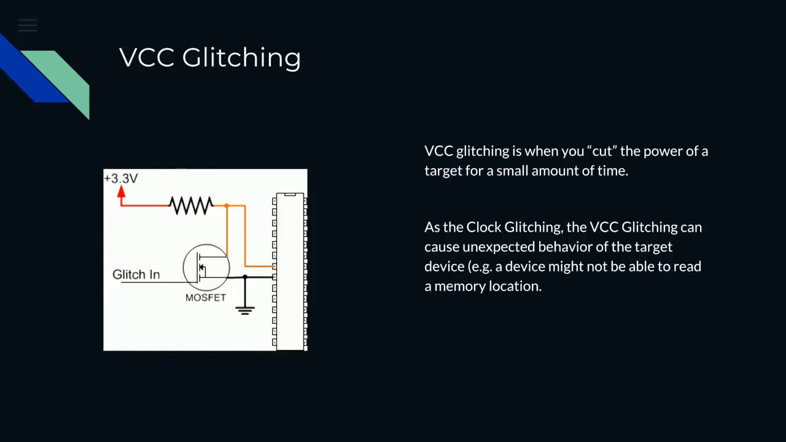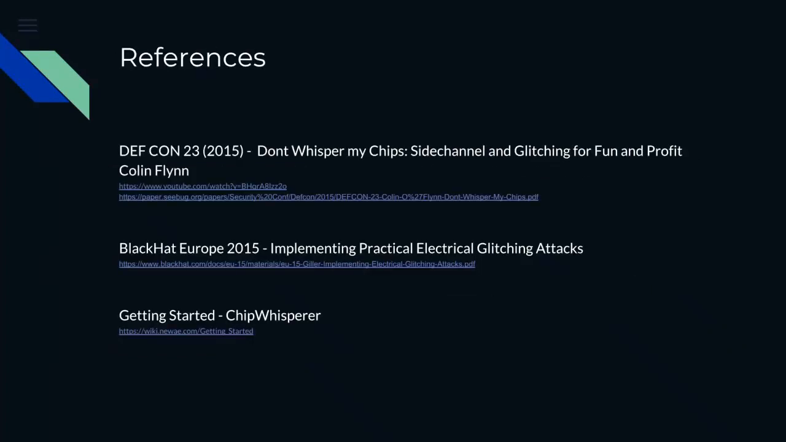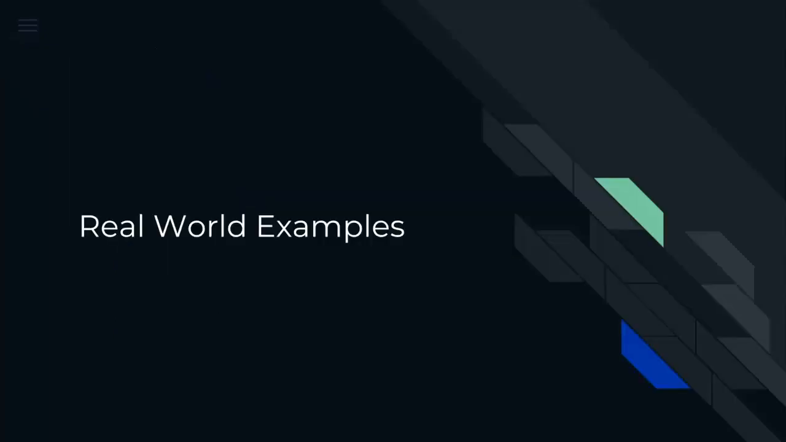And that can cause all kinds of fun stuff. Again, SPI Whisper for that. Also check out the Black Hat Europe 2015. There are some guides on practical electrical glitch attacks, and also the SPI Whisper wiki that are really amazing. So, some real world examples.